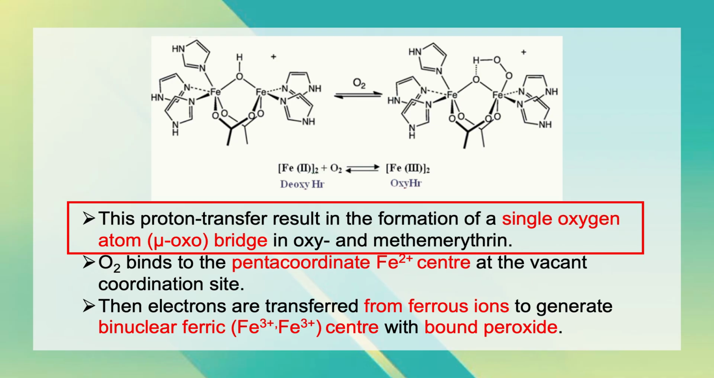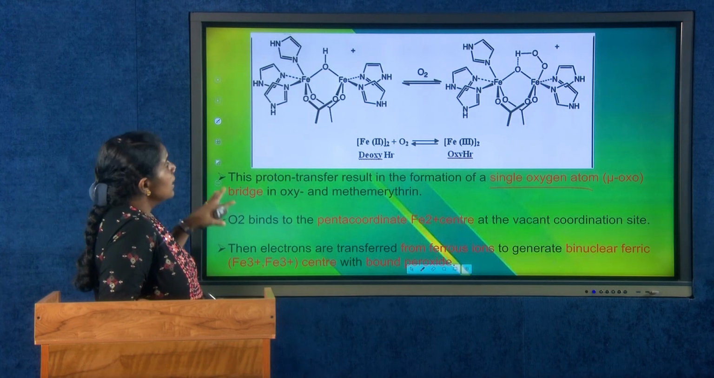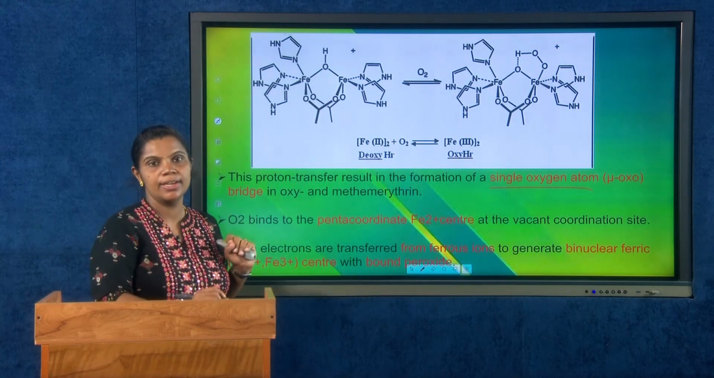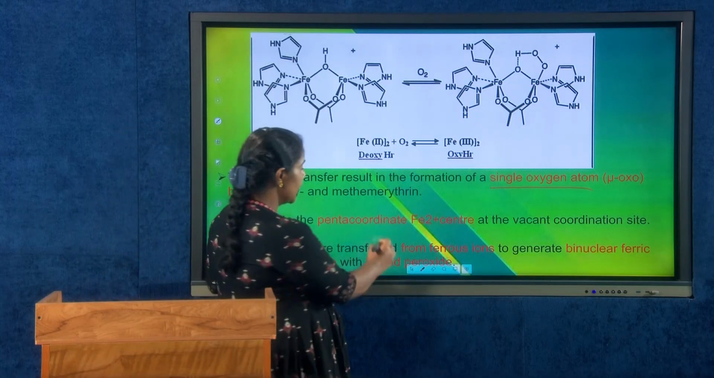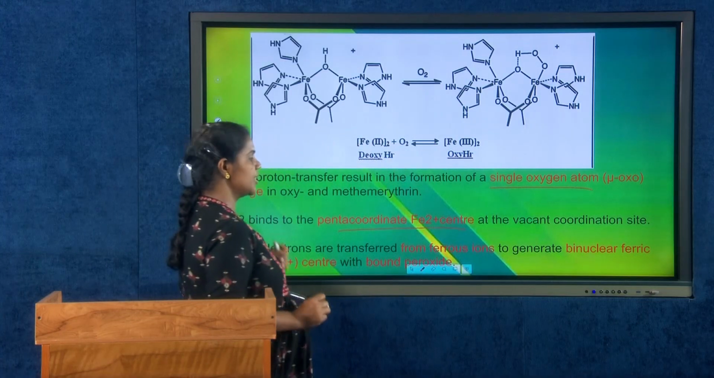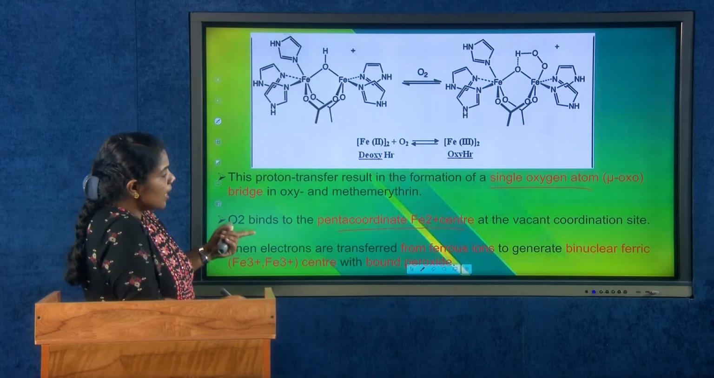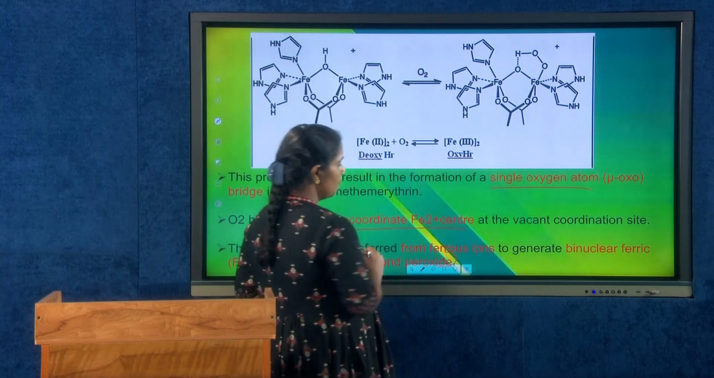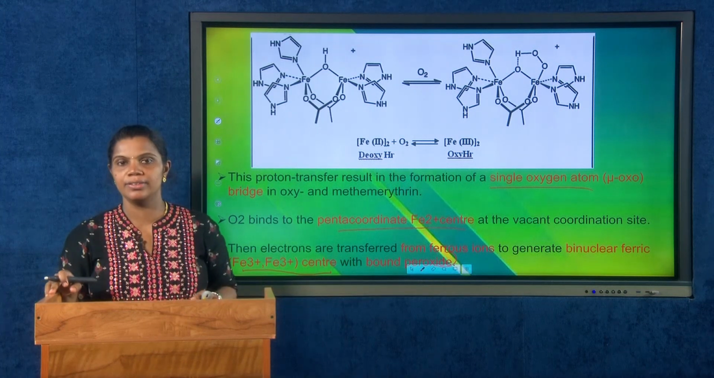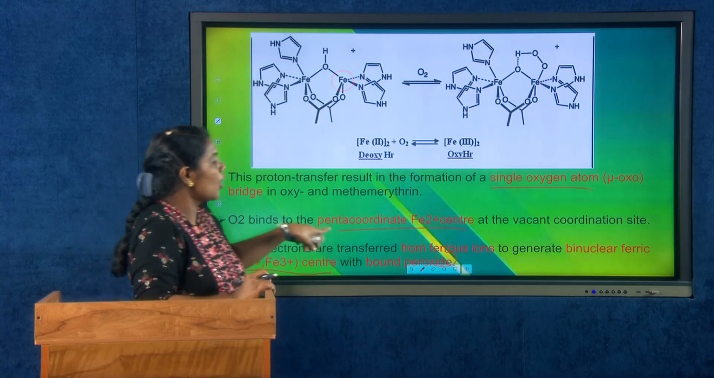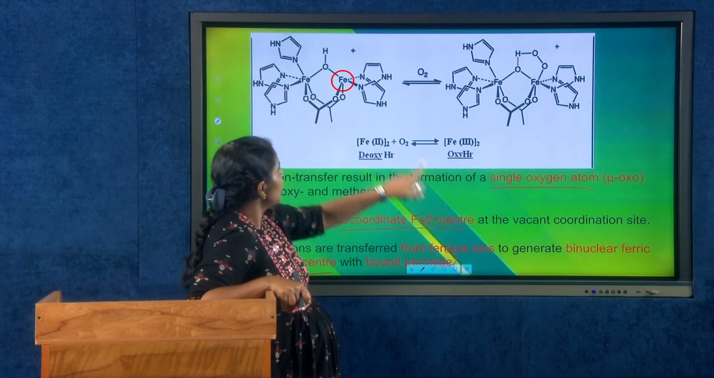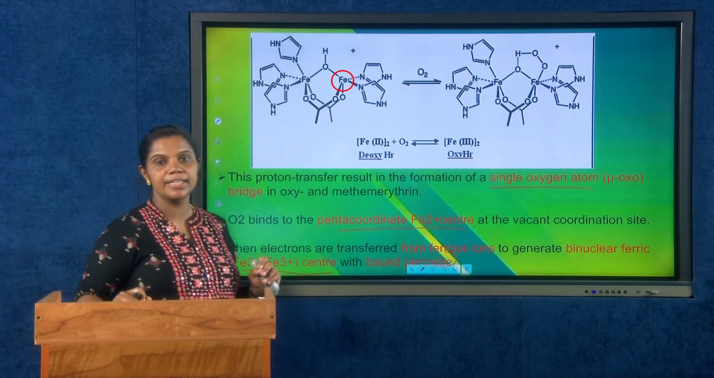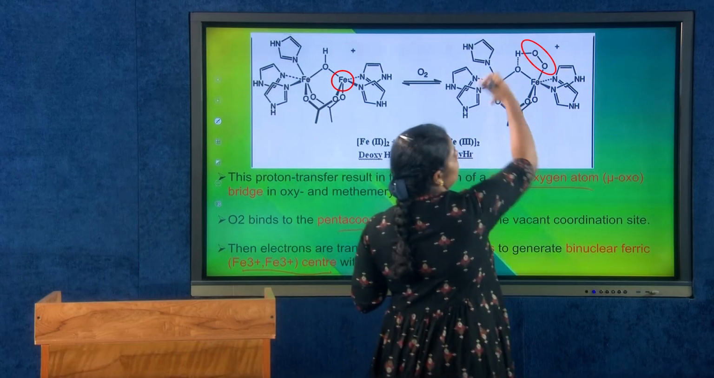methemerythrin. That is, upon oxygenation, this hydroxyl ligand or the proton transfer will result in the formation of the mu-oxo bridge. The oxygen binds to the pentacoordinate Fe2+ center at the vacant coordination site. Then the electrons are transferred from the ferrous ion to generate the binuclear ferric center with bound peroxide. So, this is what is occurring in hemerythrin. That is, the oxygen binds to the pentacoordinate Fe2+ center at the vacant coordination site. Then the electrons are transferred from the ferrous ion to generate the binuclear Fe3+ center with the bound peroxide. This is the bound peroxide form.